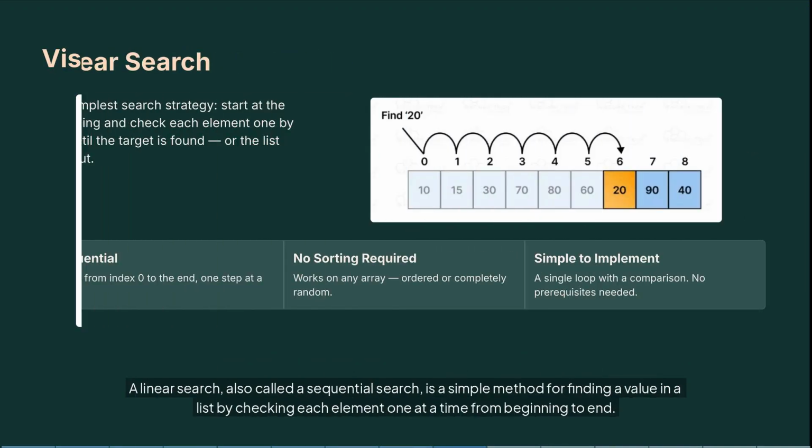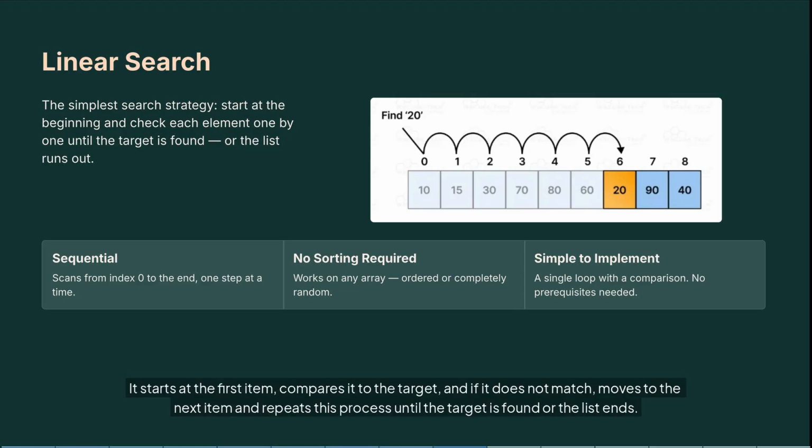A linear search, also called a sequential search, is a simple method for finding a value in a list by checking each element one at a time from beginning to end. It starts at the first item, compares it to the target, and if it does not match, moves to the next item and repeats this process until the target is found or the list ends.